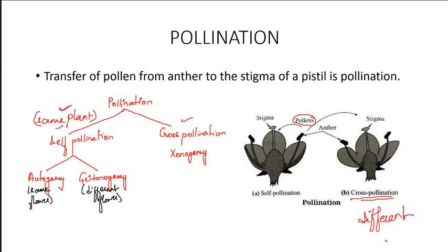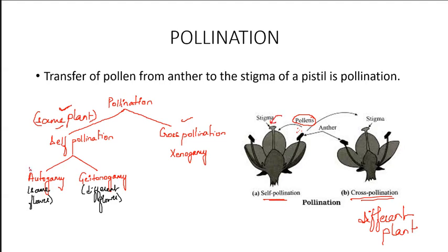When they fall in the same plant, be it on the same flower or a different flower, but the plant is the same, then it is self-pollination. If it's on the same flower, coming out from this flower and falling on the stigma of the same flower, then it is self-pollination. If it's the same flower, the process is known as autogamy.